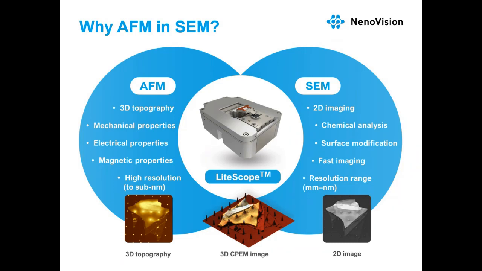The advantages and strong field of AFM is an extremely precise 3D topography. You can measure mechanical properties, electrical properties, or magnetic properties. What we take from the SEM is a really nice ability to do fast 2D imaging on a wide range of areas with a big field of view. But you can also do chemical analysis, surface modification, and you can use many other detectors and techniques to analyze your sample. So we take both of them and we introduce you the LiteScope.